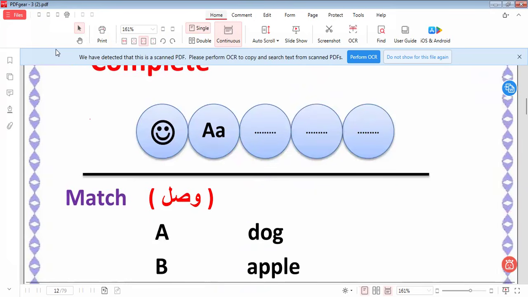Let's continue. Here is capital A and small a, capital B and small b, capital C and small c, and capital D and small d. Let's continue the rest of the exercise.